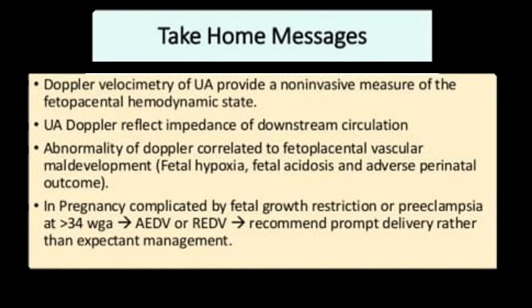Now, finally, take-home messages. Doppler velocimetry of umbilical artery provides a non-invasive measure of the fetoplacental hemodynamic state. Umbilical artery Doppler reflects impedance of downstream circulation. Abnormality of Doppler correlated to fetoplacental vascular maldevelopment, fetal hypoxia, fetal acidosis, and adverse perinatal outcome. In pregnancy complicated by FGR or preeclampsia at more than 34 weeks, that is, absent end diastolic velocity or reverse end diastolic velocity, recommend prompt delivery rather than expectant management.